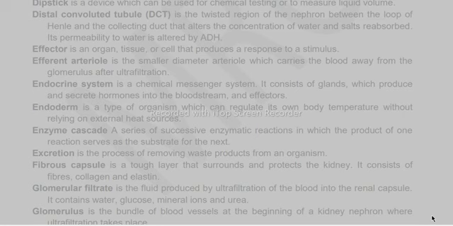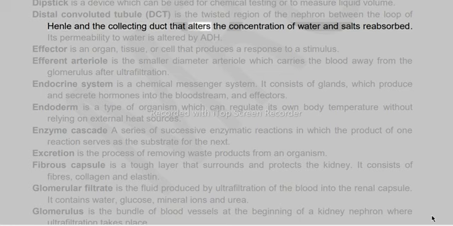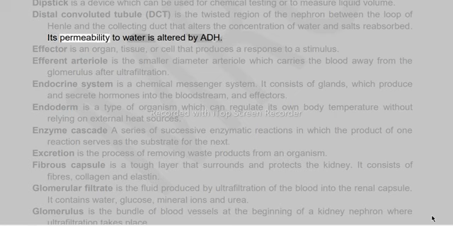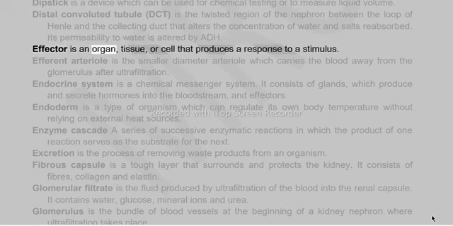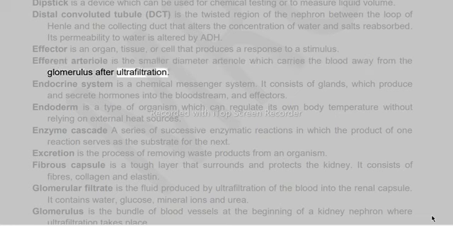Dipstick is a device which can be used for chemical testing or to measure liquid volume. Distal convoluted tubule, DCT, is the twisted region of the nephron between the loop of Henle and the collecting duct that alters the concentration of water and salts reabsorbed. Its permeability to water is altered by ADH. Effector is an organ, tissue, or cell that produces a response to a stimulus. Efferent arteriole is the smaller diameter arteriole which carries the blood away from the glomerulus after ultrafiltration.